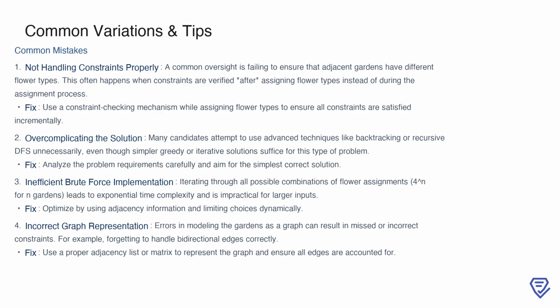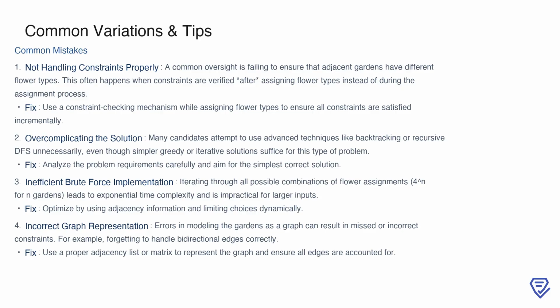Another mistake is overcomplicating the solution. Many candidates use advanced techniques like backtracking or recursive DFS, even though a simpler greedy or iterative approach is usually sufficient. Always analyze the problem requirements to determine the simplest correct solution. Additionally, inefficient brute force implementations can be a trap. Iterating through all possible combinations of flower assignments leads to exponential time complexity, which is impractical for larger inputs. Instead, optimize by leveraging adjacency information to dynamically limit choices.